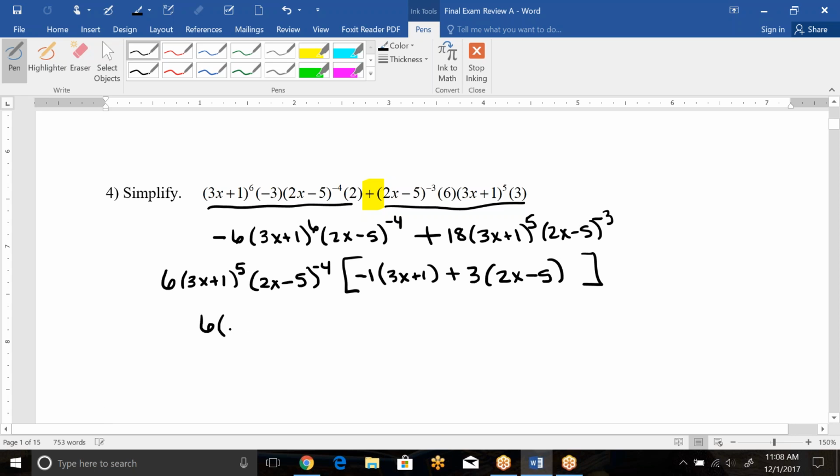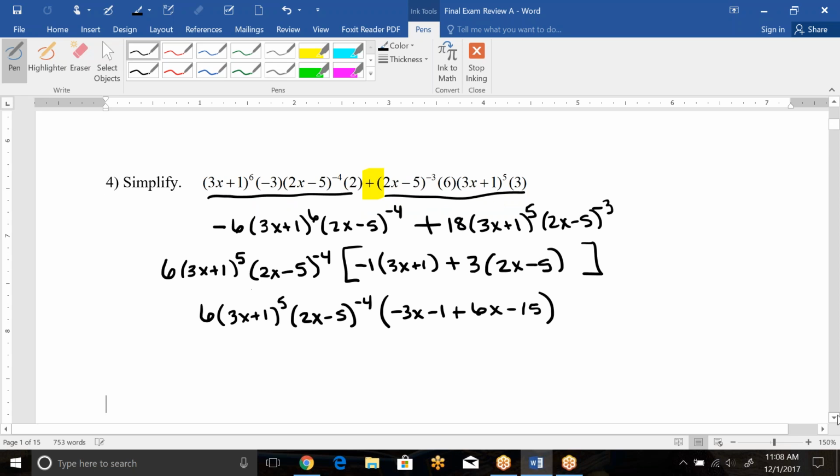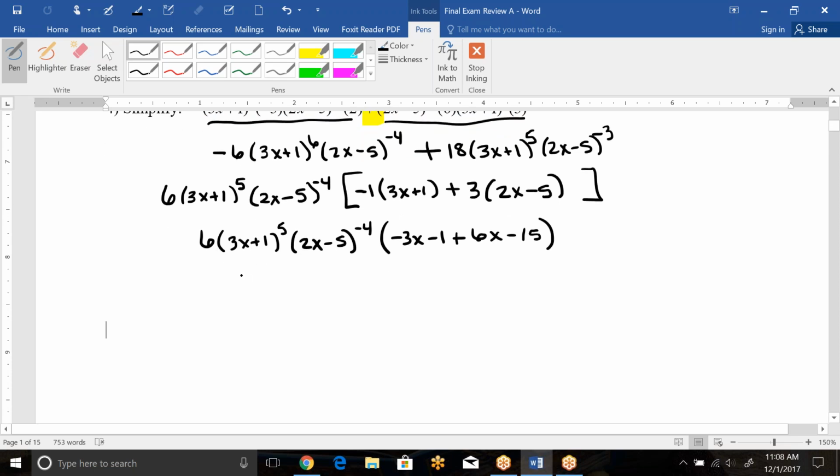So let's rewrite this. This is 6, 3x plus 1 to the 5th, 2x minus 5 to the negative 4. I'm going to start cleaning up the inside here. This will be negative 3x minus 1 plus 6x minus 15. We'll want to add those like terms inside that last parentheses. So 6 parentheses 3x plus 1 to the 5th, 2x minus 5 to the negative 4. 6x and negative 3x is 3x. Negative 15 minus 1 more is negative 16.